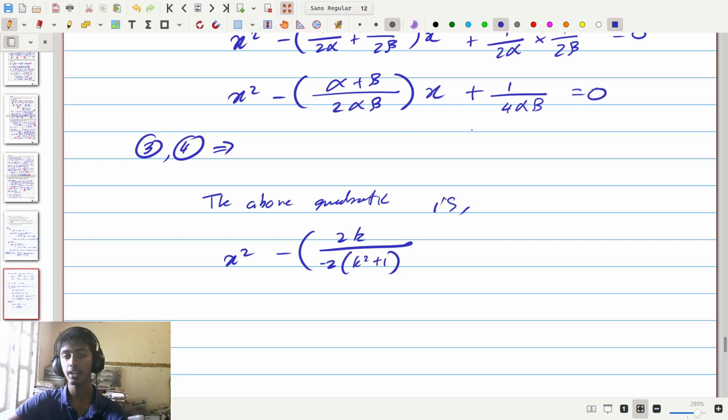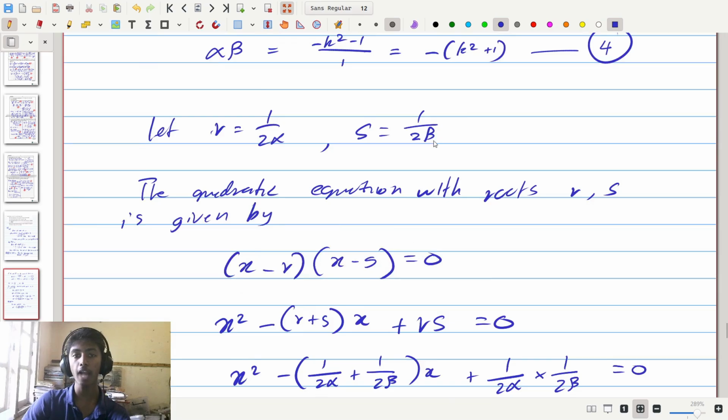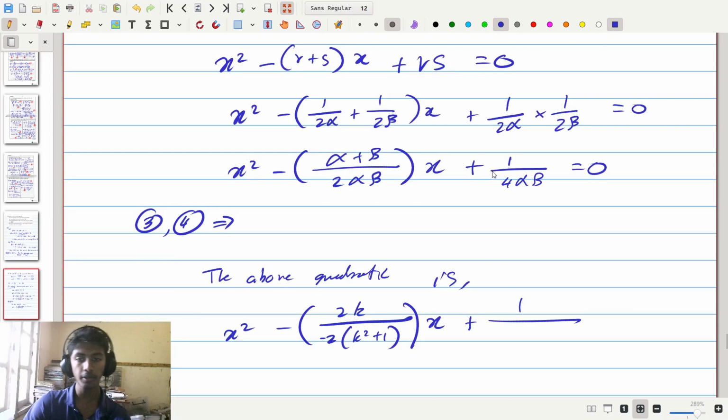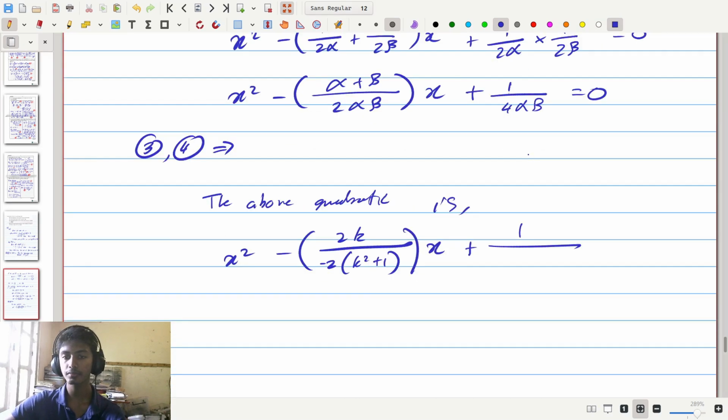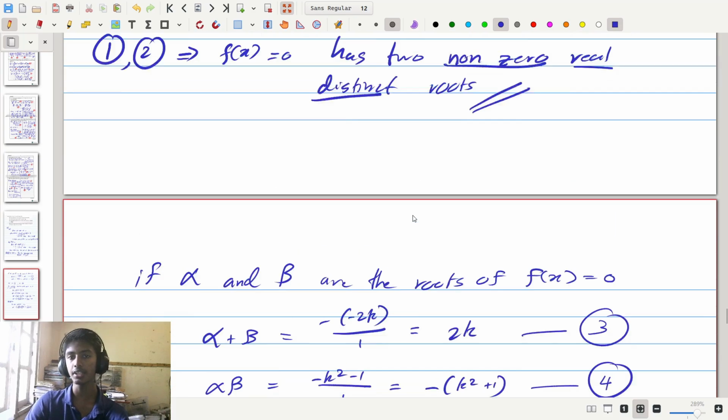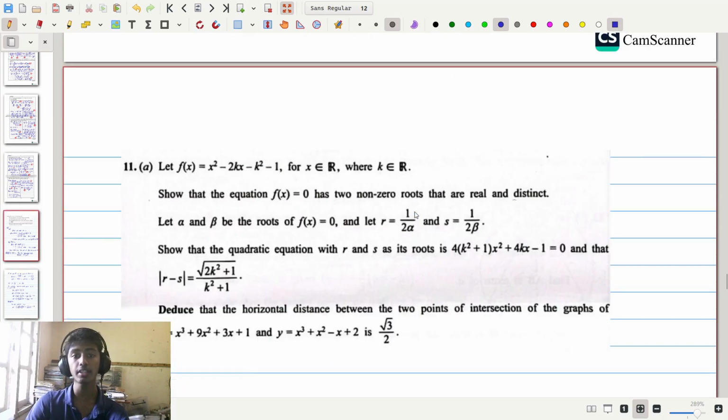So that's this, and then that has to be multiplied by x, and then to that we need to add 1 over 4 times alpha beta, and alpha beta is equal to negative k squared plus 1. So we get minus 1 over 4 times k squared plus 1, and that whole thing needs to be equal to 0. Now this is not the form that they have in the answer sheet. In the answers that they have given, it is 4 times k squared plus 1 x squared plus 4k x minus 1 equals 0.